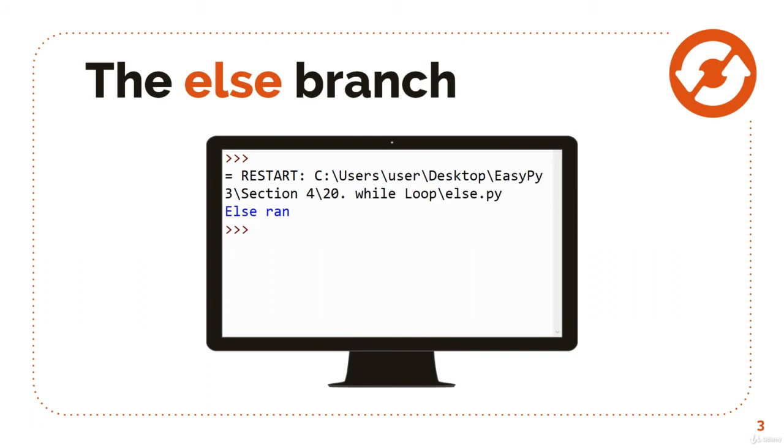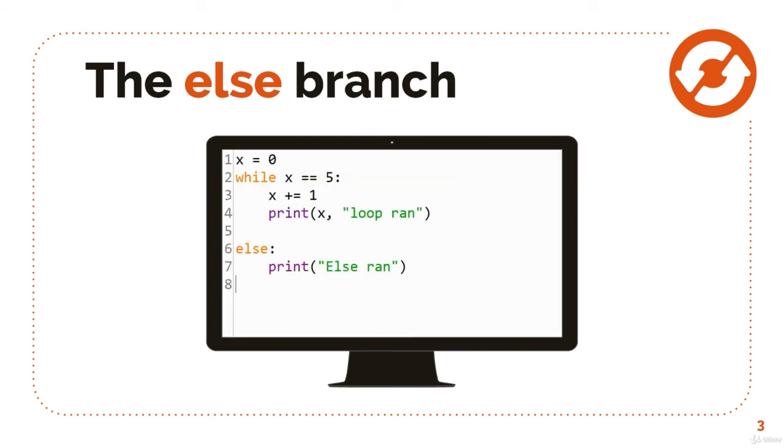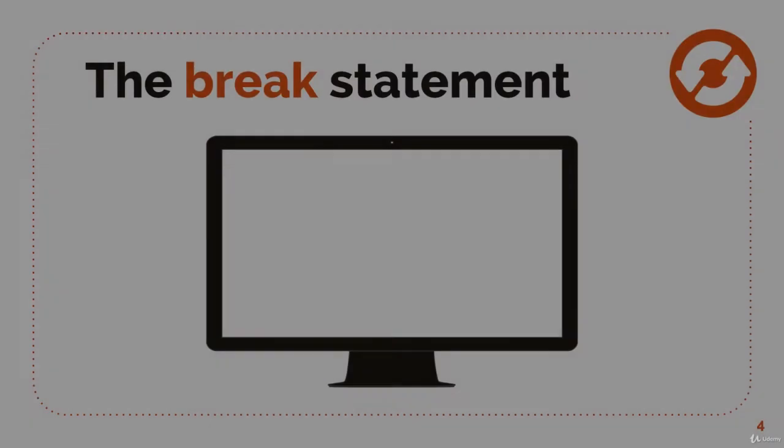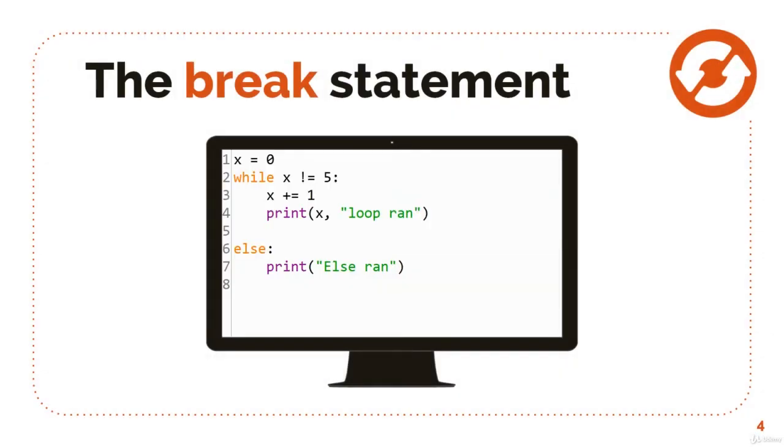But if I now go ahead and change while x to not equals to 5 and run that, now we get 5 loop runs and else ran. So regardless of the loop, else will always run, except if you break it. Now, what do I mean by break it?